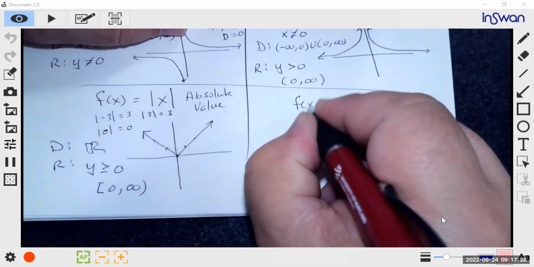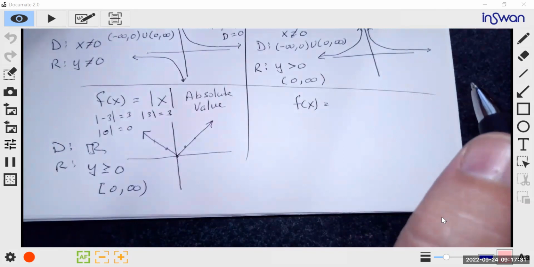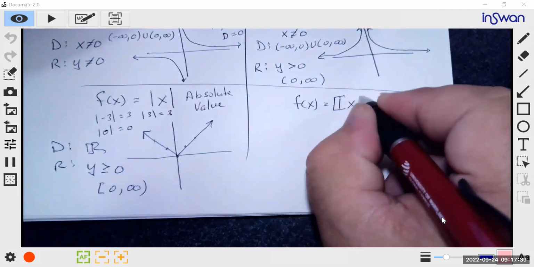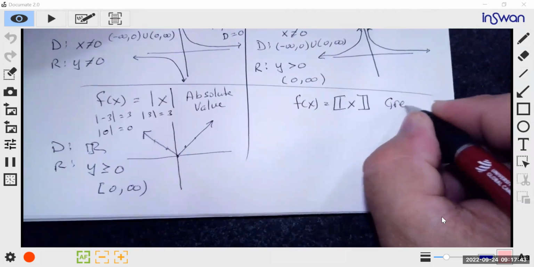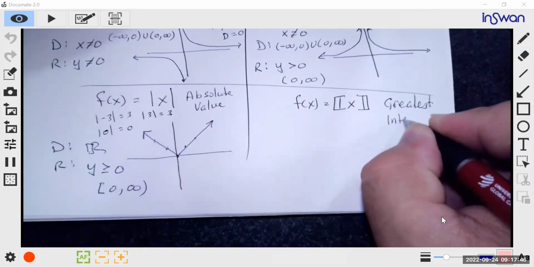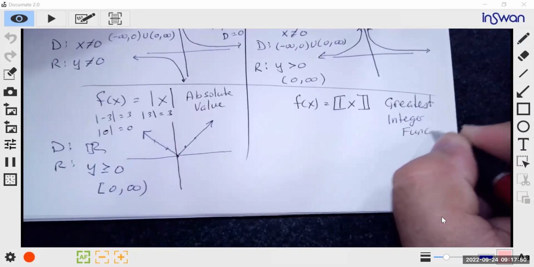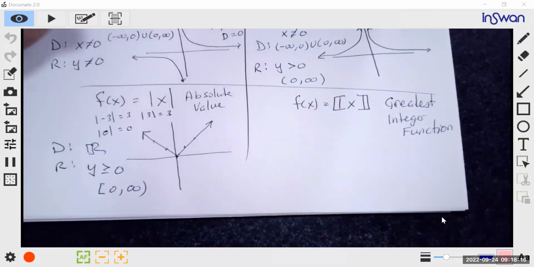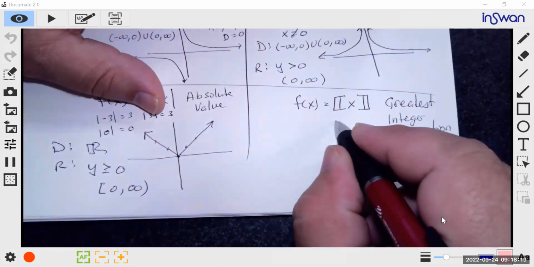And the last one we're going to talk about, because the other two we're going to talk about later on in chapter 6, exponentials and logarithmic. This is called the greatest integer function. In other words, what it means, it truncates the decimal values. So you always have just a number that's in front.